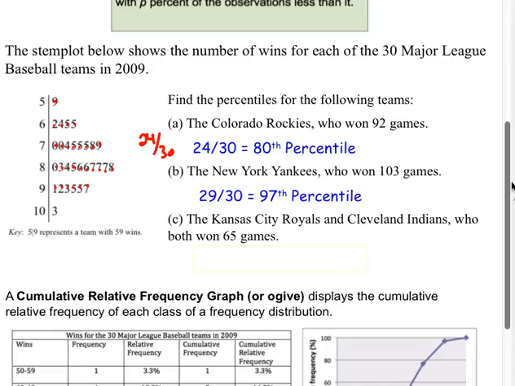And finally, Kansas City Royals and Cleveland Indians, who both won 65. So let's count up. 65 would be these right here. So here, 1, 2, 3. There's only 3 less than it, because with them grouped together, like they're equal, being strictly less than, there's only 3 data points that are strictly less than it.